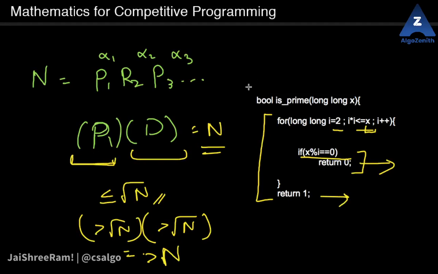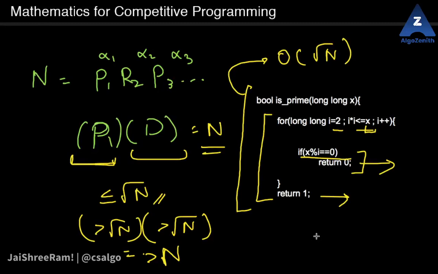This technique of finding whether a number is prime or not works in order root n. It is helpful when the given input is up to 10 to the power 12, or generally up to 10 to the power 13. For numbers of this size, you can find out whether it's prime or not.